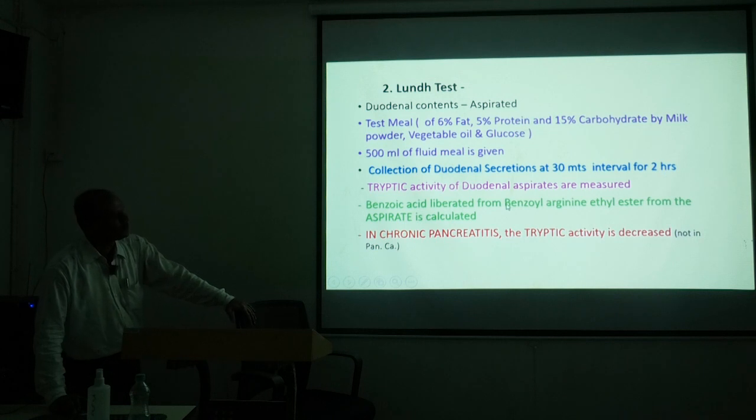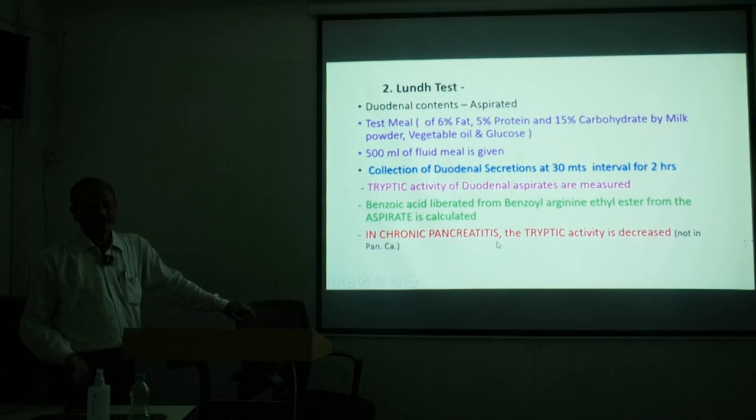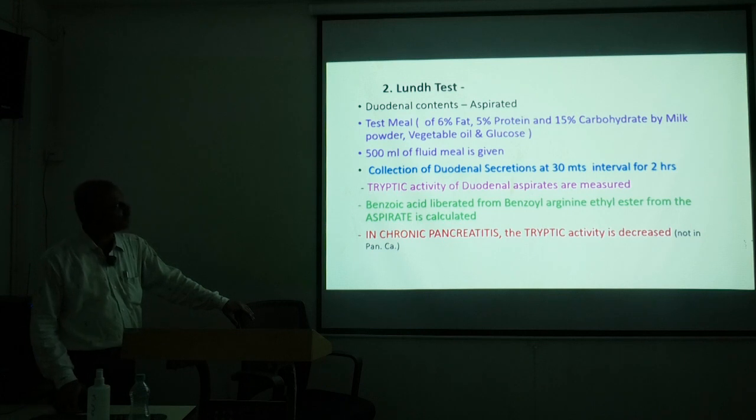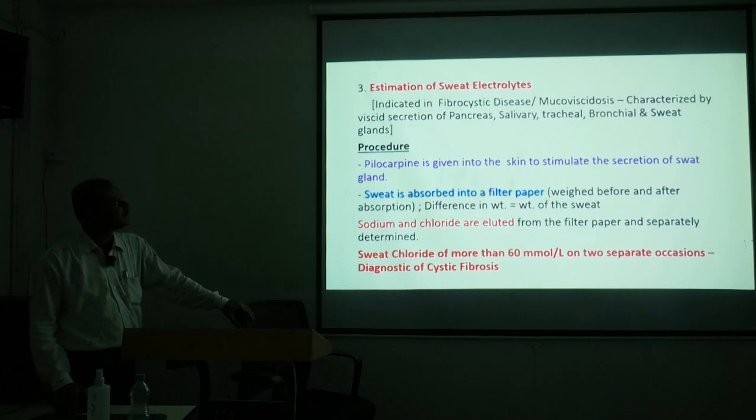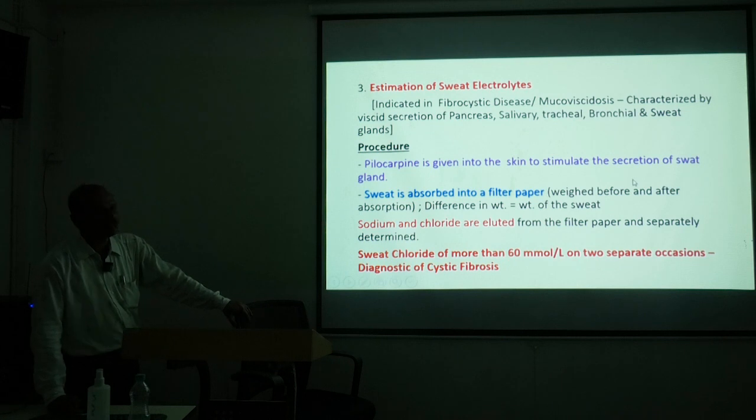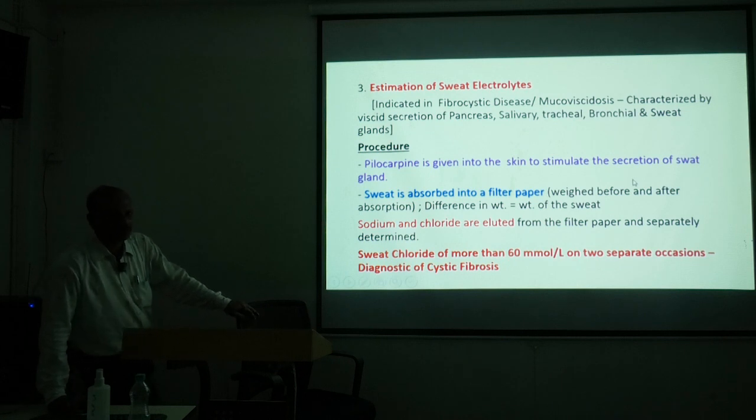The tryptic activity of the duodenal aspirate is measured, and this is basically a biochemical method by which benzoic acid liberation is measured. Remember, in chronic pancreatitis, all the levels will be decreased. Bicarbonate will be decreased, amylase will be decreased, and lipase, trypsin, all things will be decreased. This is a rare disease not found in our part of the world.